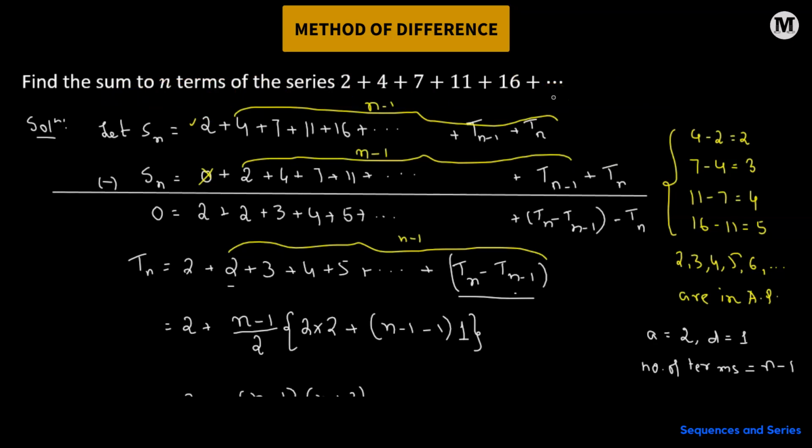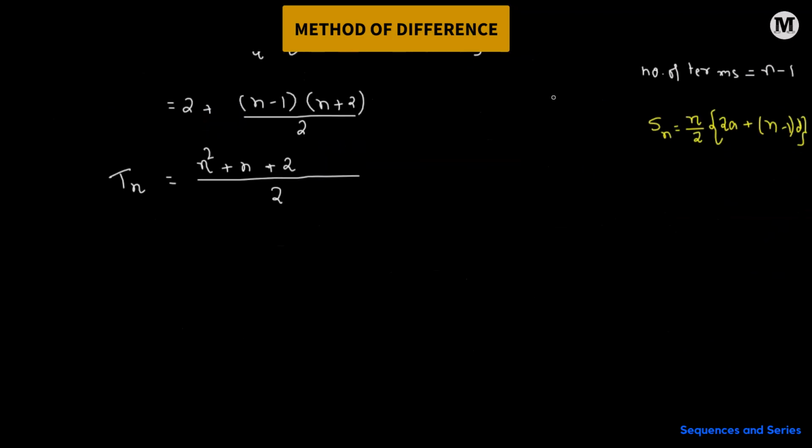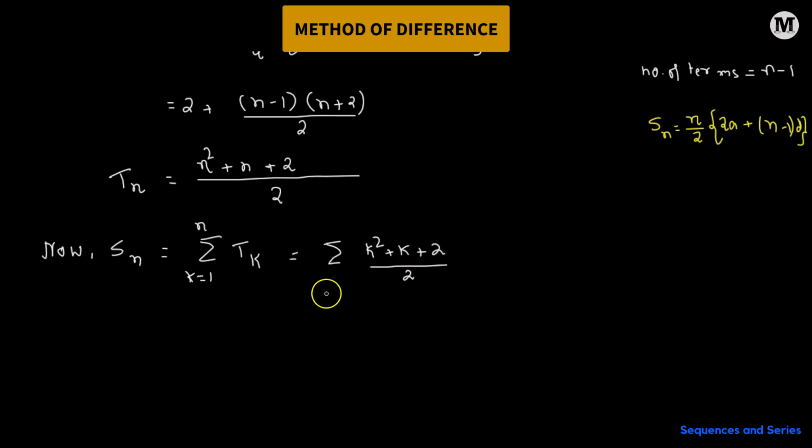Now that we have the nth term of the series, we are ready to find out the sum to n terms. To find the sum to n terms of the series, all we have to do is take the summation of the general term, or the nth term, of the series. All we have to do is replace the index n with k. So here k is going to run from 1 to the last term, which is n. This is going to be equal to the summation. In place of tk, we can replace it with k squared plus k plus 2 whole divided by 2, where our index k runs from 1 to n.